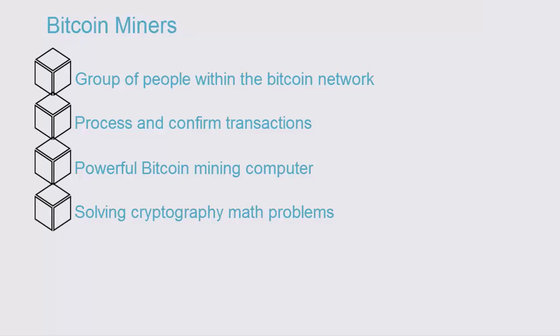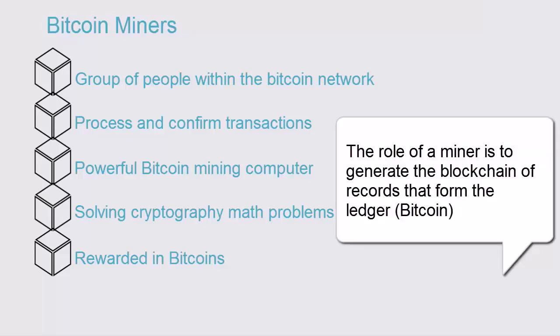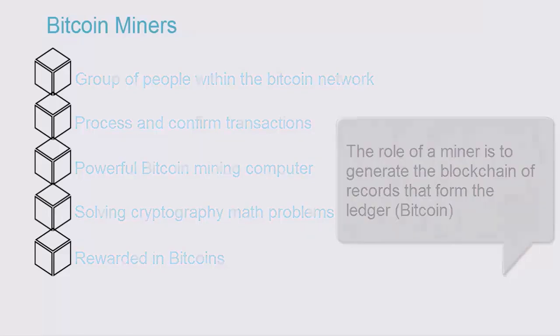Bitcoins are not created or issued by a central bank, but they are generated through solving mathematical equations. As this is done by miners, the miners are rewarded or paid in Bitcoin, and this is one of the key components of Bitcoin creation. So the role of a miner is to generate the blockchain of records that form the Bitcoin ledger.